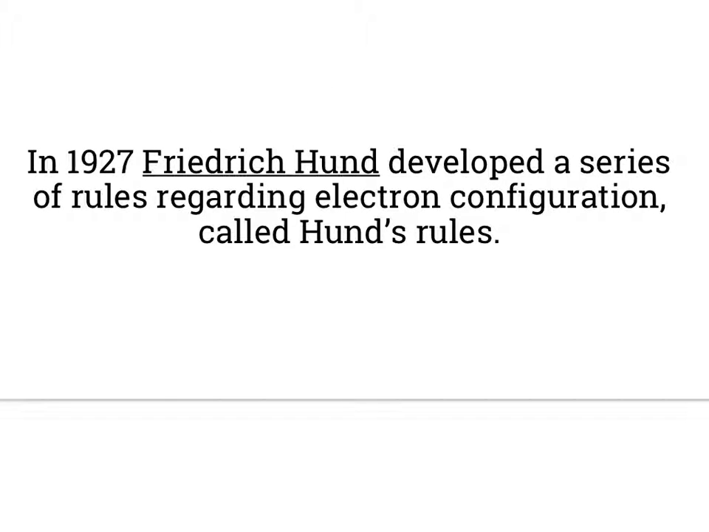So, in 1927, Friedrich Hund developed a series of rules. Now, they were regarding electron configuration, and we typically call them Hund's rules. Well, that's a lie. We typically call that Hund's rule, but there's actually like 4 or 5 that he made. We tend to summarize them all into one called Hund's rule.